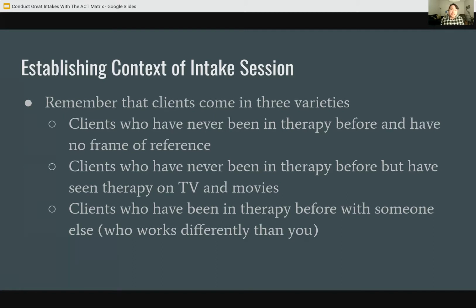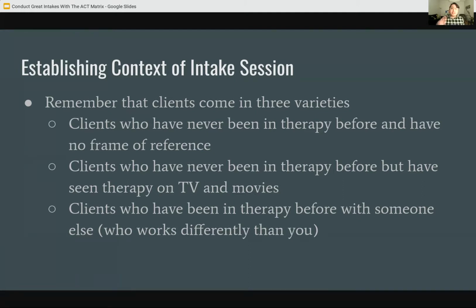2, clients who have never been in therapy before, but have seen therapy on TV and movies. And that's their only frame of reference. So they come in with some idea of what to expect, but only this kind of maybe cartoon version of what therapy actually is. And 3, clients who have been in therapy before with somebody else who works differently than you do.